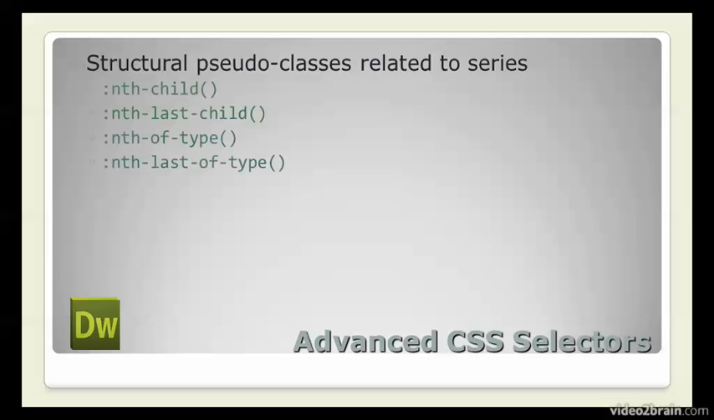4 new pseudo-classes. Nth child looks for a child element within a parent in a particular position in the series. Nth last child counts from the end of the parent element. Nth of type looks for a particular type of element within the parent, so you might be looking just for paragraphs or just for list items or table rows, and nth last of type counts from the end.